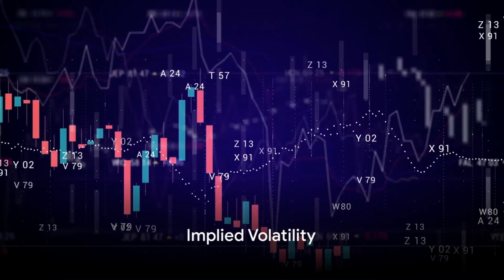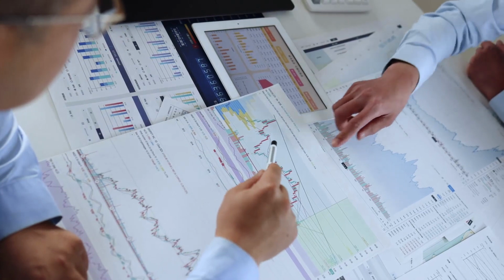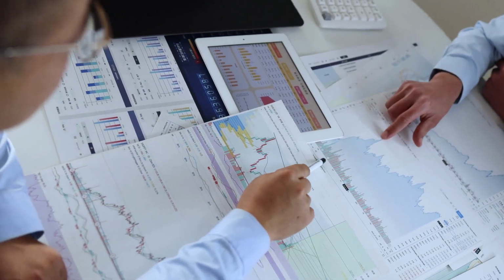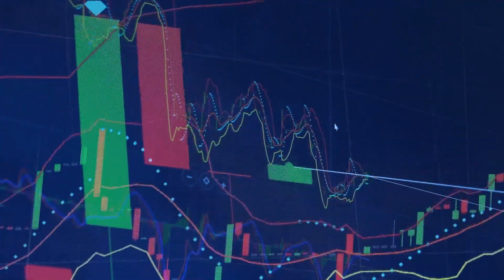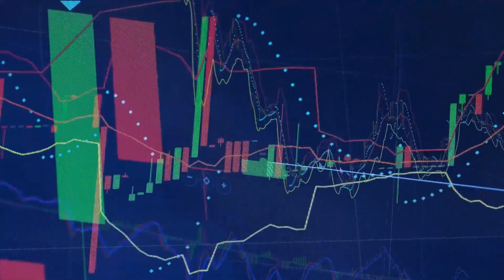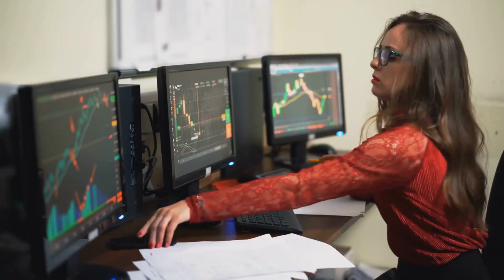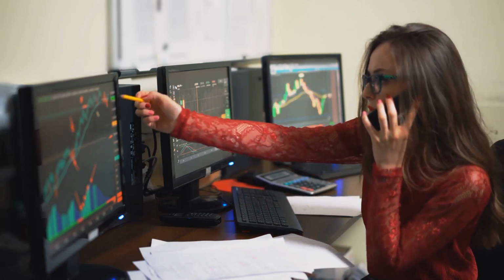Finally, we have implied volatility. It's not a Greek, but it's just as crucial. Implied volatility is a measure of the market's forecast of a likely movement in a security's price. Higher implied volatility means that the market expects the stock to make big moves, which increases the option's price. Traders use implied volatility to price options and to gauge whether an option is overpriced or underpriced.